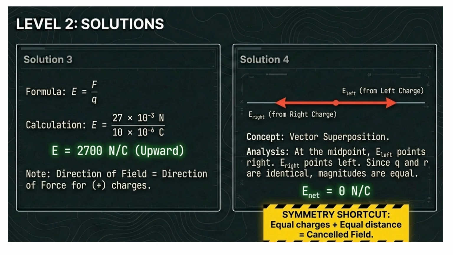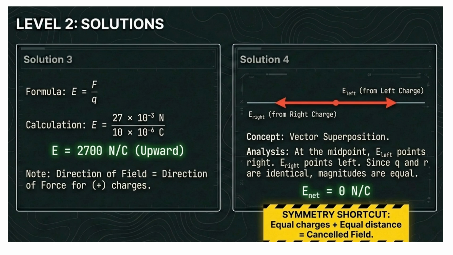For solution 3, using the formula E equals F over Q, the calculation results in an electric field of 2700 newtons per coulomb, directed upward. Note that the electric field is in the same direction as the force, upwards, because the charge is positive. For a negative point charge, the electric field vector will point in the direction opposite the force.